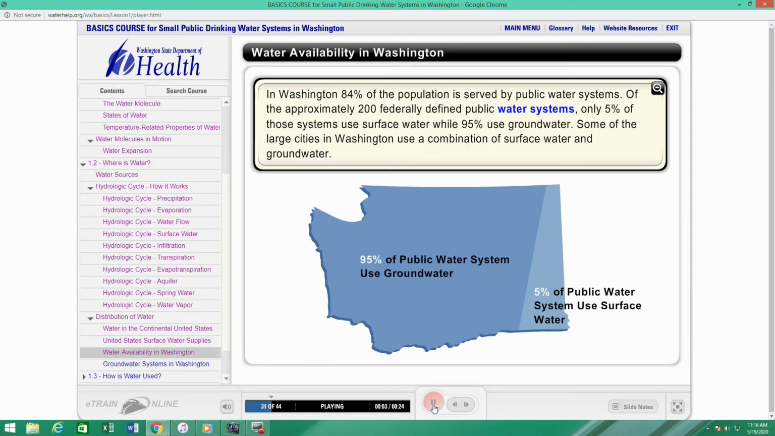In Washington, 84% of the population is served by public water systems. Of the approximately 200 federally defined public water systems, only 5% of those systems use surface water, while 95% use groundwater. Some of the large cities in Washington use a combination of surface water and groundwater.